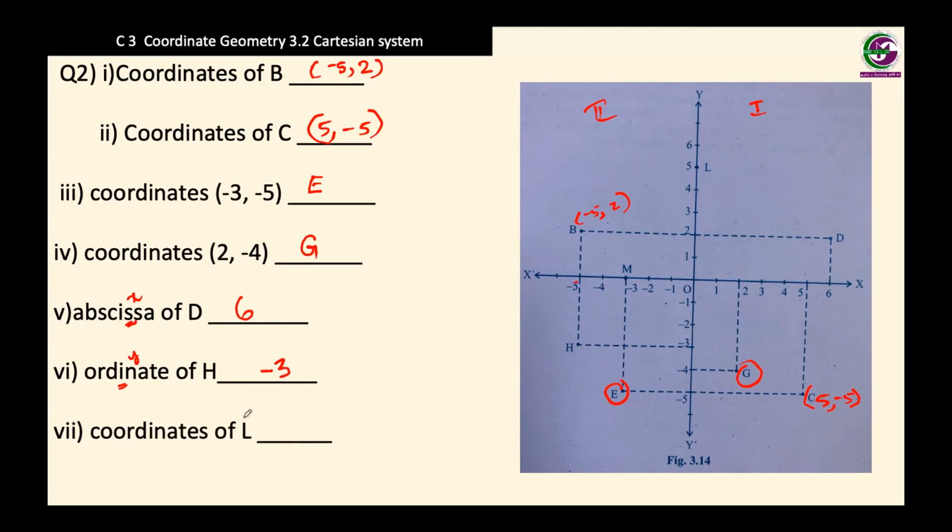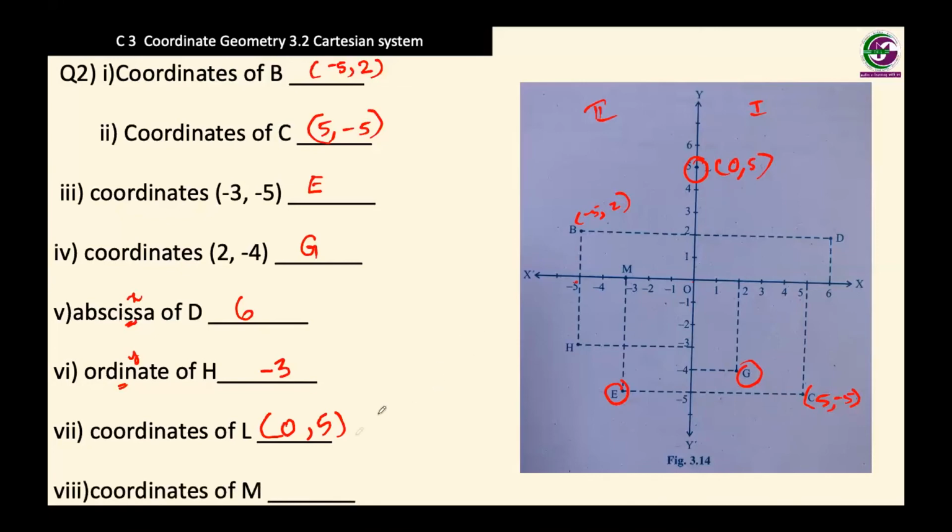Coordinates of L. Coordinates means you have to write both, separated by a comma in the bracket. Letter L is here. First you have to take the X value. X value is 0 and Y value is 5. So 0, 5.